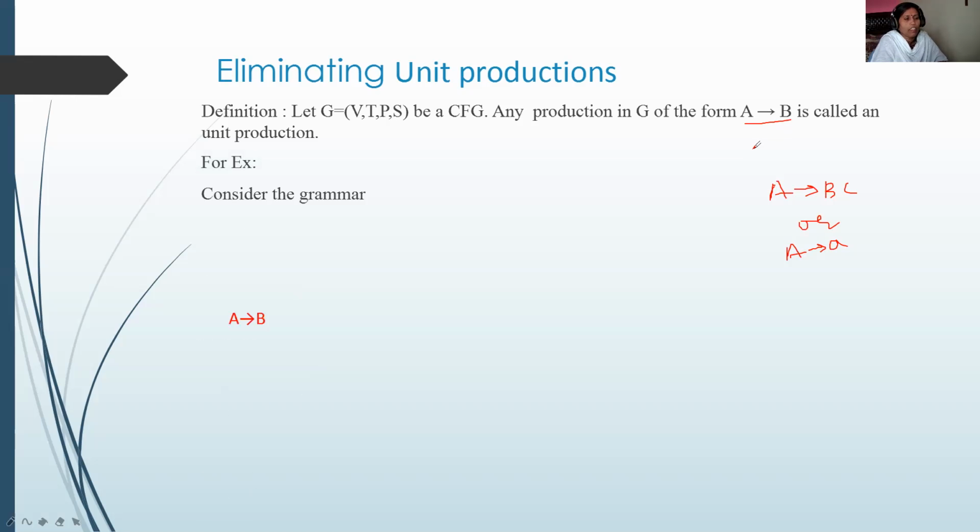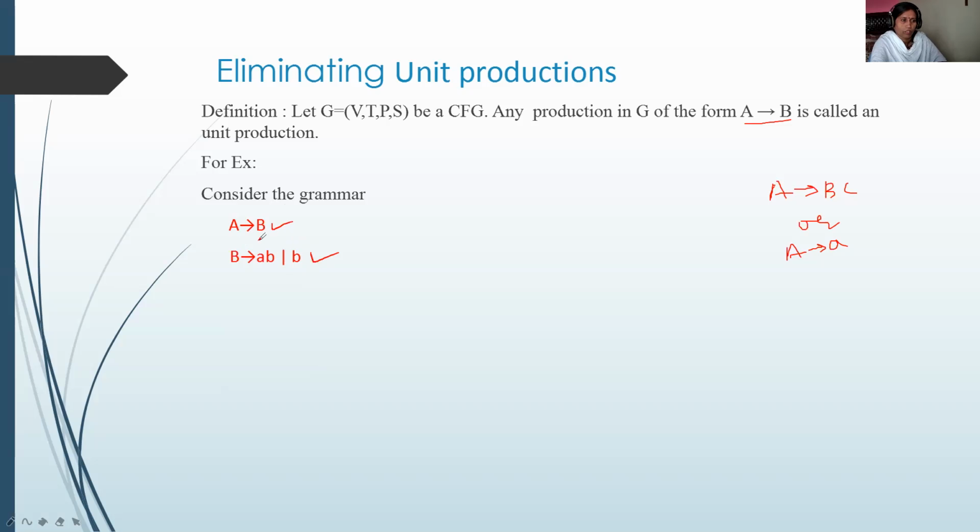See here, for example, consider this problem. A → B. There is a production of the form A → B. It's a unit production, yes, because there is a production of the form A → B. Now consider B → AB or b. Here, A → B is called a unit production, and this is called a non-unit production because there is no production of the form a variable producing a single variable.